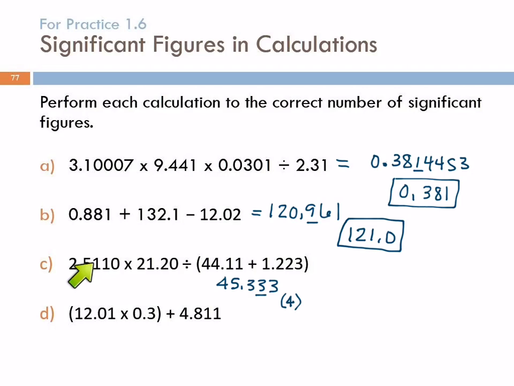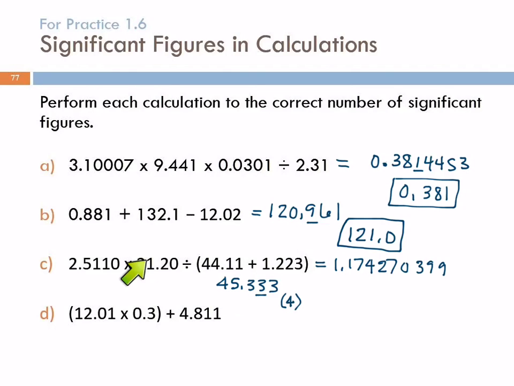We're going to take this number times that one divided by this one. So let's go ahead and do that. 2.511 times 21.2 divided by 45.333. And we write down what our calculator says, 1.74270399. I think it's better to write down too many digits because you can always go back and cut some off. If you round it off too far and you realize you did it wrong, then you have to do the whole calculation over again.